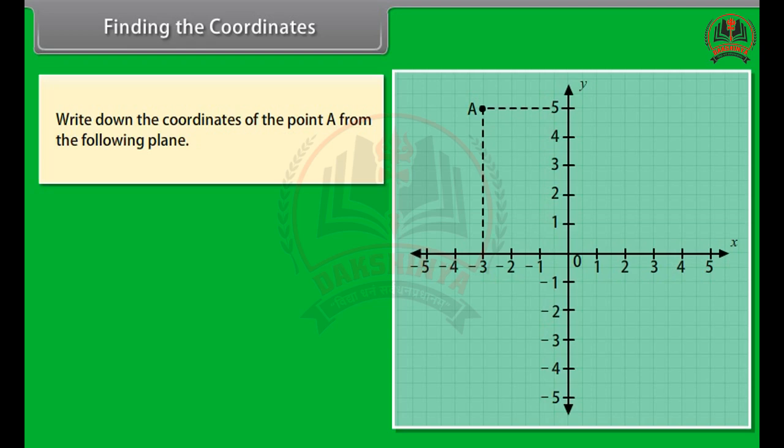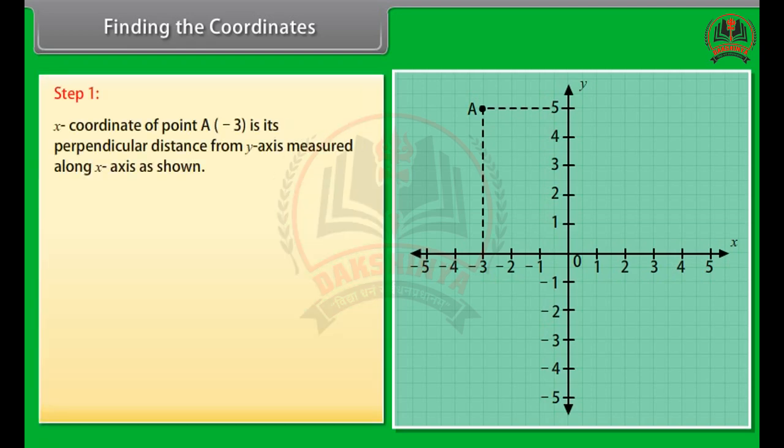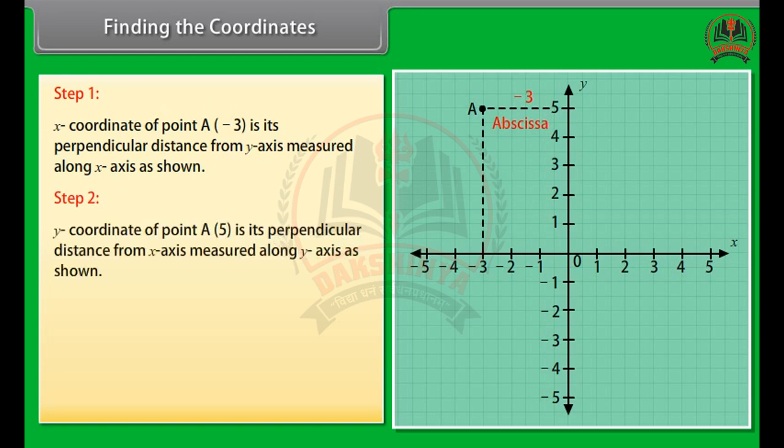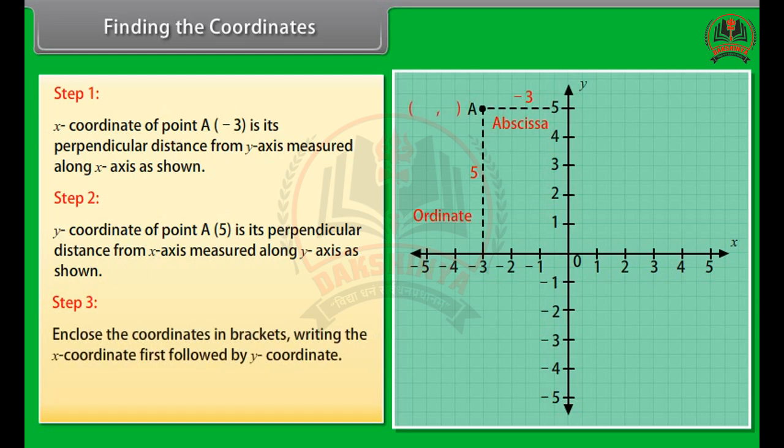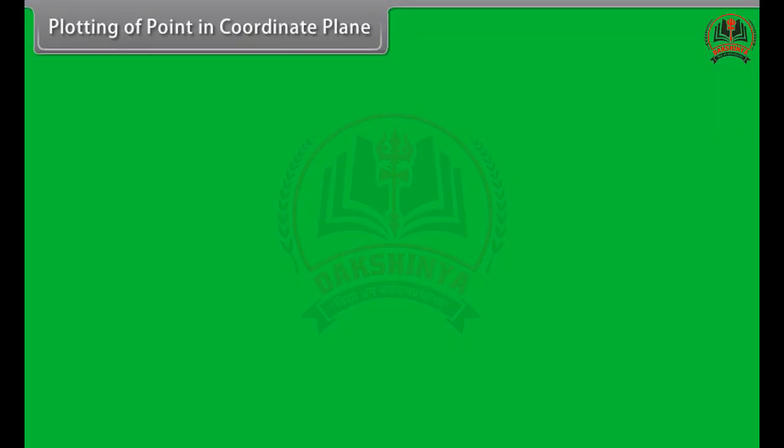Finding the coordinates. Write down the coordinates of the point A from the following plane. Step 1. X-coordinate of point A is -3. Is its perpendicular distance from y-axis measured along x-axis as shown in. Step 2. Y-coordinate of point A is 5. Is its perpendicular distance from x-axis measured along y-axis as shown in. Step 3. Now, enclose the coordinates in brackets by writing the x-coordinate first followed by y-coordinate. Thus, the coordinates of point A are -3, 5.